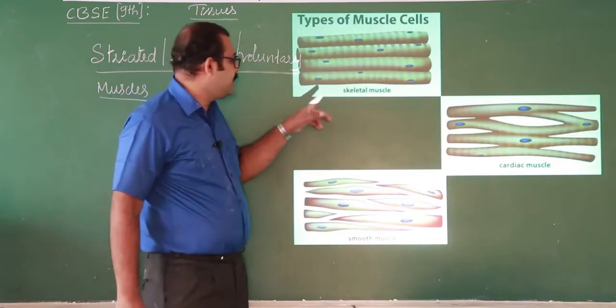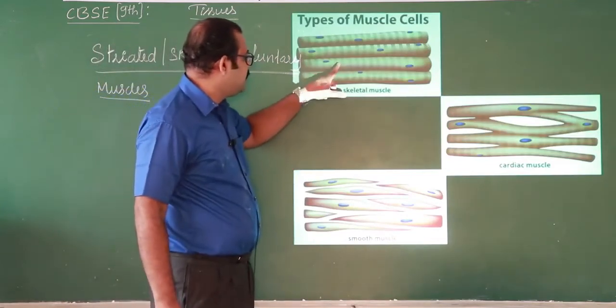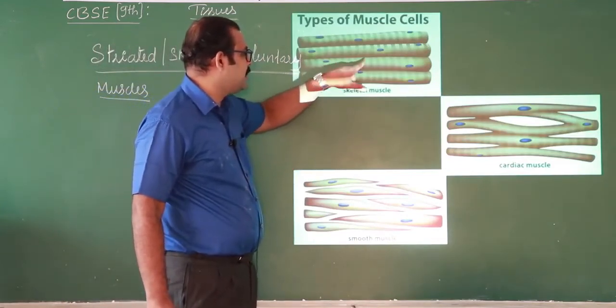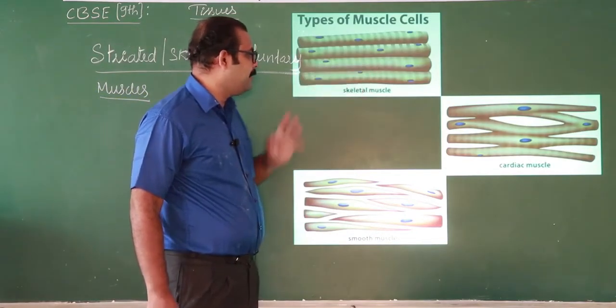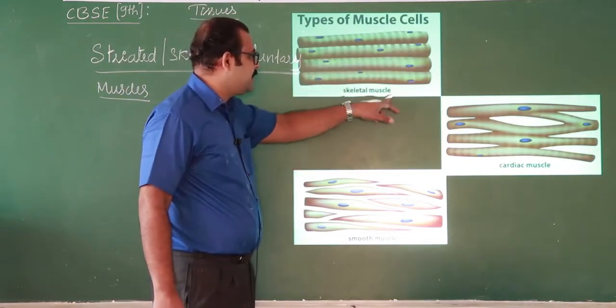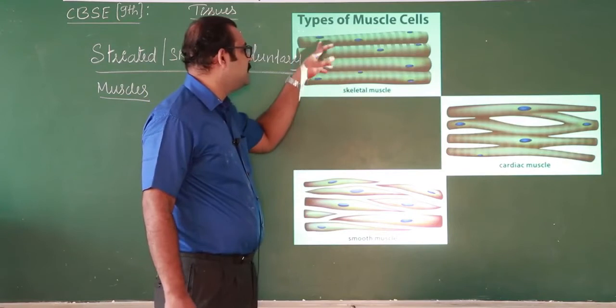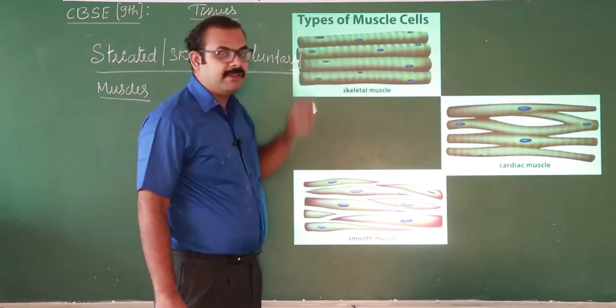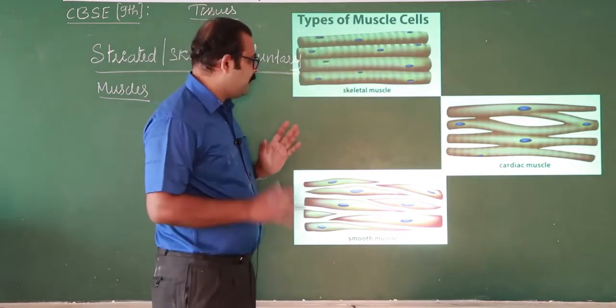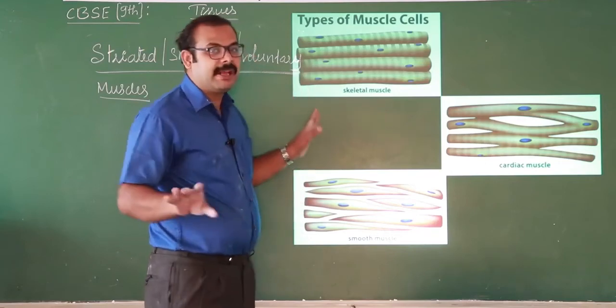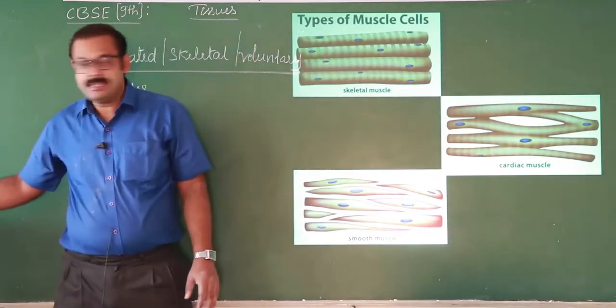See, look at here, now you can see this very clearly. Here, the dark one is the dark band, and in between you can see the light band, and it contains a nucleus. Usually the nucleus is located in the periphery. So here, if you observe, these are unbranched.